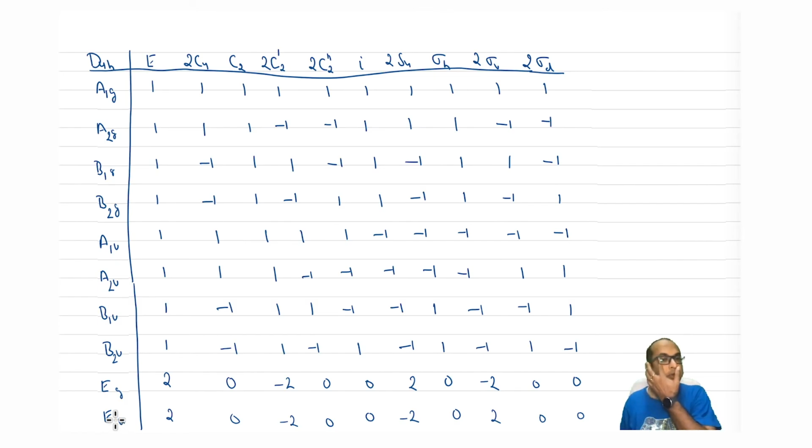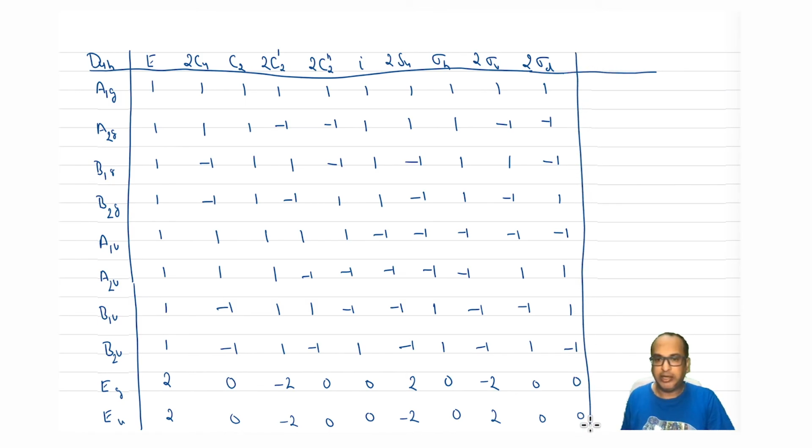So EG and EU are already defined. So there is no need to further give any symbol because this is already uniquely defined, right? Okay. So that gives me the Mulliken symbols for all of these. Now let us also try to work out the basis sets, because it is still not a complete character table. So let's try to work out the basis set.